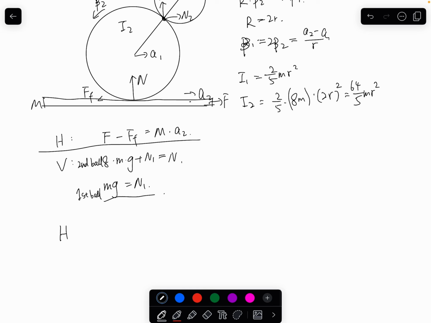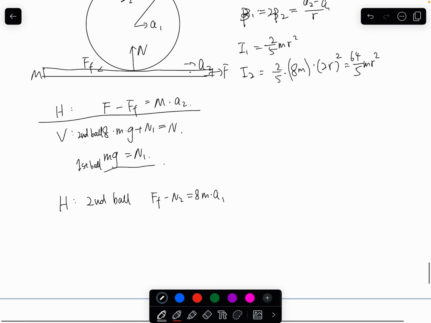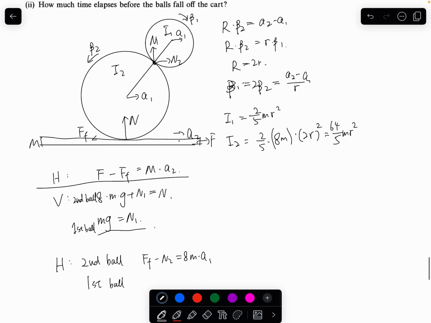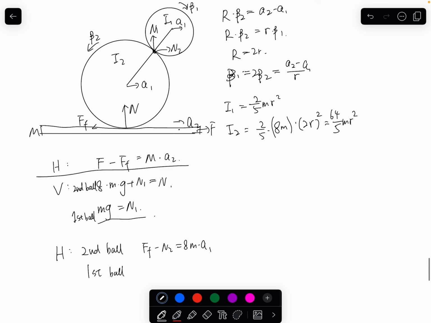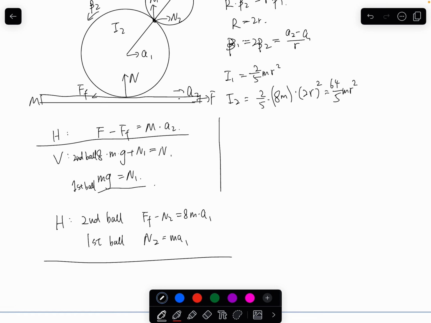And next we'll write the horizontal motion of the second ball. That is F friction minus N2 equals 8m times a1. And for the first ball, we have N2 equals m a1. So, okay, now we have written about the forces.